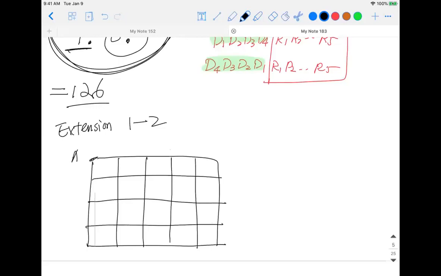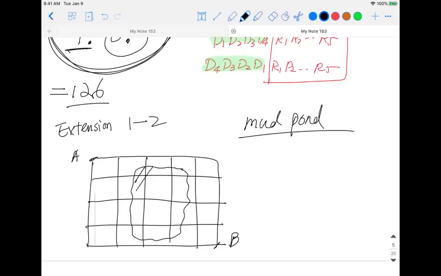Right? A is here, B is here. Peter also wants to walk from A to B. But today there's a big rain. And after the big rain, you see a lot of mud ponds in the street. So the mud pond goes from here. Whenever you have the mud pond, it means that some points are no longer accessible. So Peter will not go to the mud pond. Peter has to go outside the mud pond.